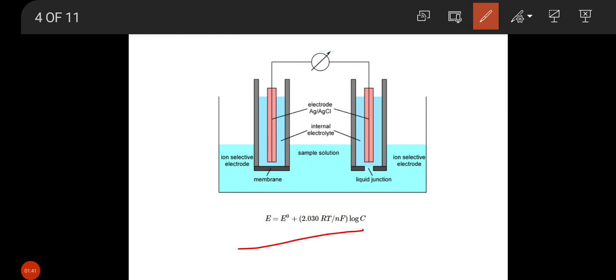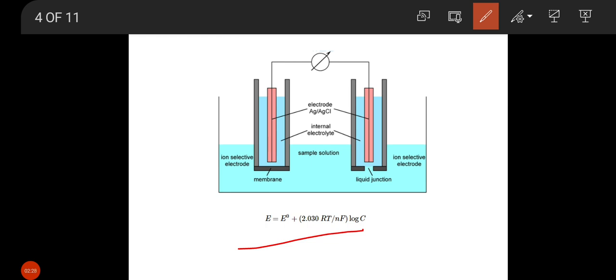Here E is the potential, E0 is a constant characteristic of a particular ion selective electrode. R is the gas constant, 8.314 joule per Kelvin mole. T is the temperature in Kelvin. n is the charge of the ion, and F is the Faraday constant, with a value of 96500 coulombs per mole. To make it relevant, the measured potential difference is proportional to the logarithm of the ion concentration.